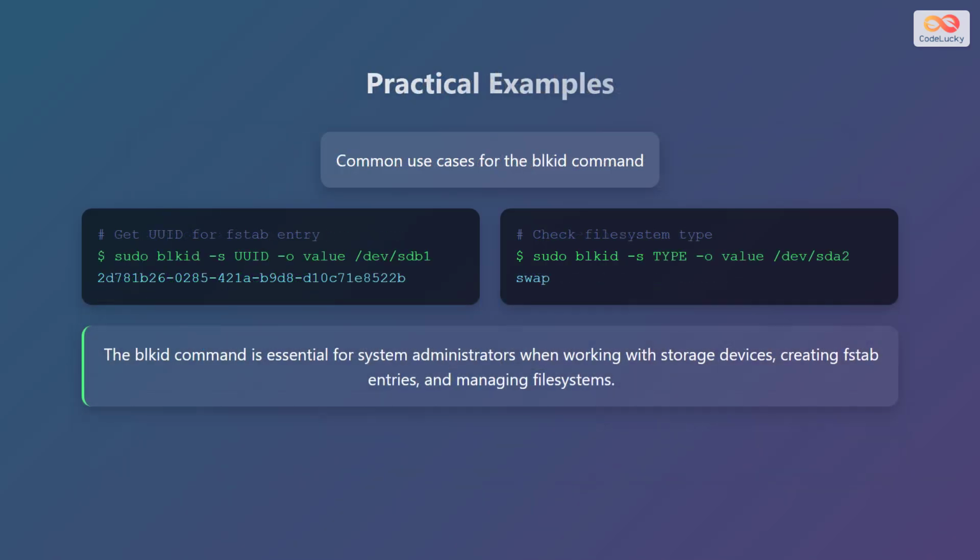Let's explore some common use cases for the blkid command. To get the universally unique identifier for an fstab entry, type sudo blkid -s UUID -o value, followed by the device path. To check the file system type of a device, type sudo blkid -s TYPE -o value, followed by the device path. The blkid command is essential for system administrators when working with storage devices, creating fstab entries, and managing file systems.